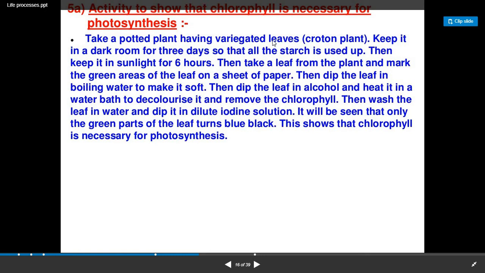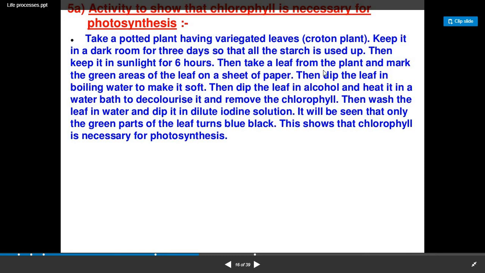Variegated leaves means leaves having an irregular pattern, where one part is green and one part is lighter in color. Plants which contain such leaves are known as variegated. Keep it in a dark room for 3 days so that all the starch is used up. Then keep the same plant in sunlight for 6 hours.